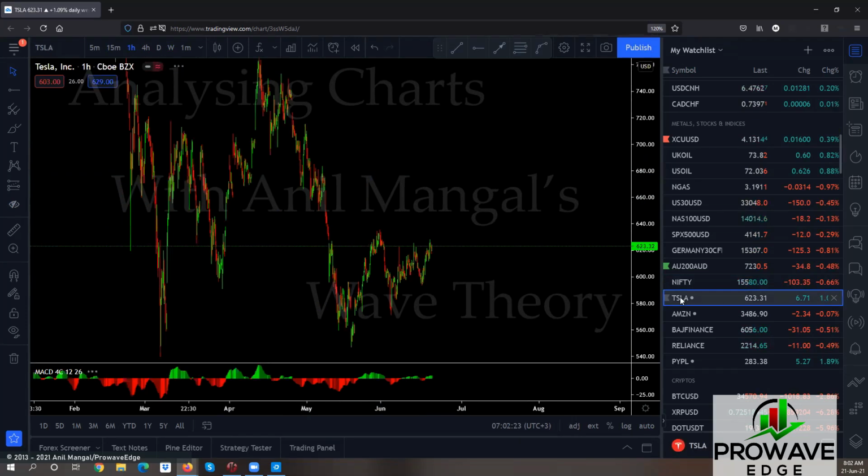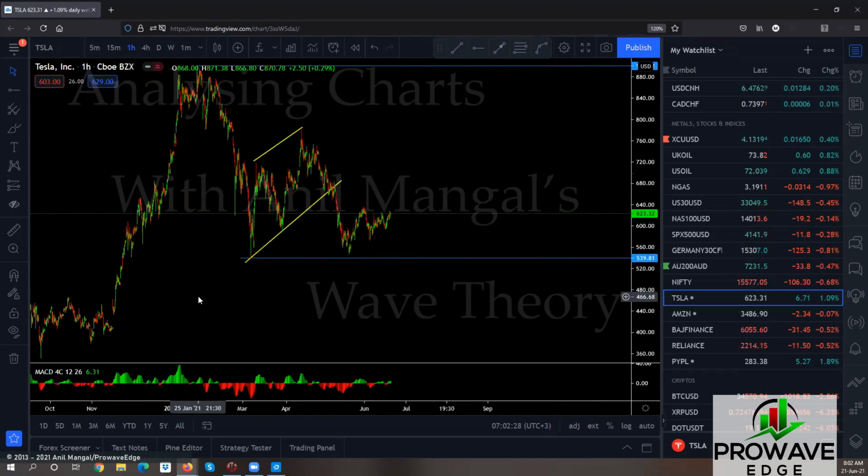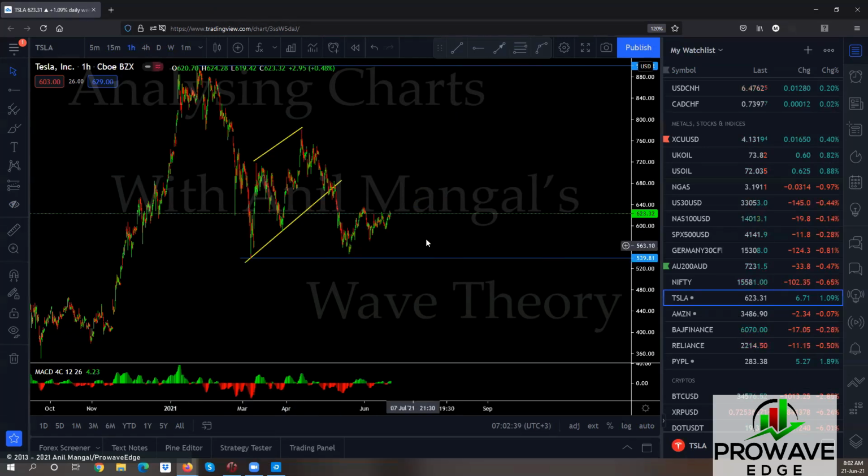Tesla, still in the corrections. I think Tesla will take a while. They'll probably correct. I wouldn't be surprised if this corrects more to the upside. Come back here and start to go up more and then come down. So this could be a more long drawn out corrective structure. Can you sell it here? Well, you don't have a sell setup in it.